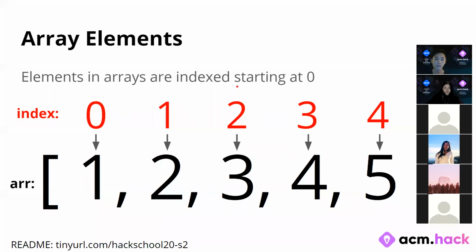So array elements, let's talk about them. Array elements are indexed starting at 0. This is relevant for when we want to access the elements. Like I said earlier, array values aren't stored via key value pairs. Instead we use this thing called an index. The index of an array element starts at 0, so 0 actually refers to the first element in our array. 1 refers to the second element, and so on.